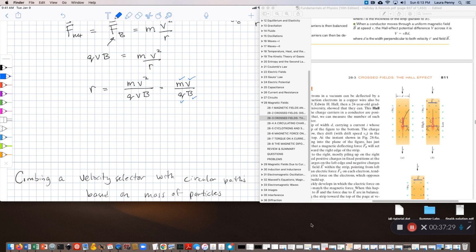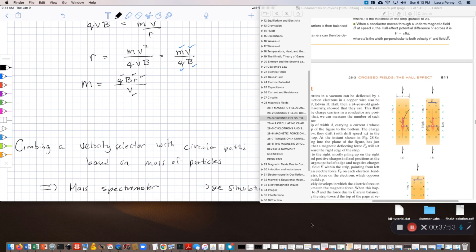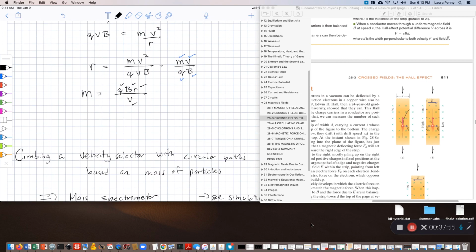You can also rewrite this in terms of the mass that the object has. If I solve this the other way around, QBR over V, the mass depends upon the charge, the magnetic field, the radius of the path, and the V. Now, it's not really that way. Mass does not really work that way. Actually, let me just forget I said that, because we'll talk about that here in the mass spectrometer.